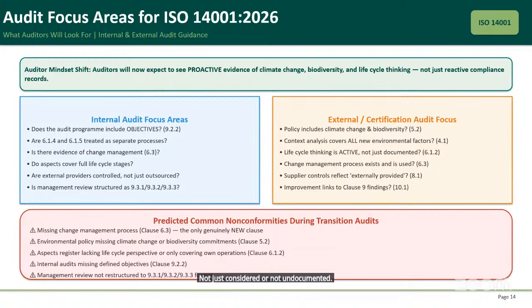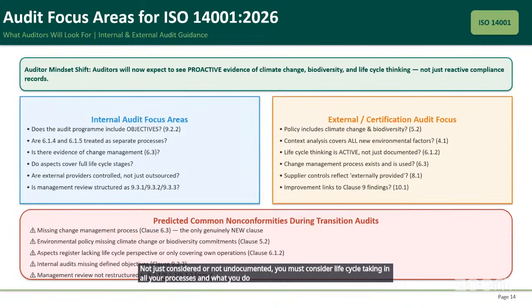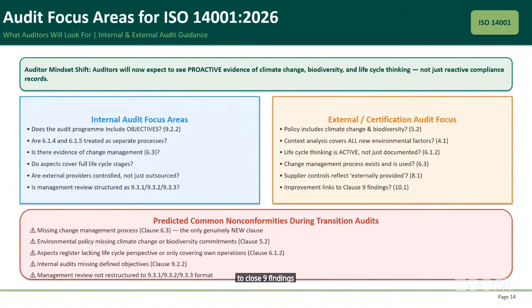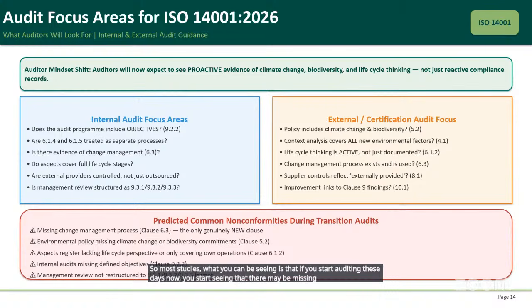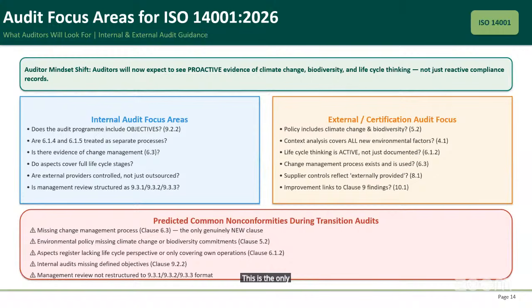You must consider life cycle thinking in all your processes and what you do. Then there must be proper change management that exists and is in use. And then supplier controls, like I've mentioned. Then improve, linking to clause 9 findings in your continuous improvement. Most times, if you start auditing these days, you start seeing that there might be a missing change management process. This is the only genuine new clause in the standard that is completely new.